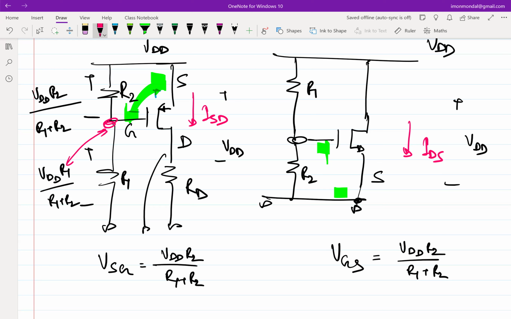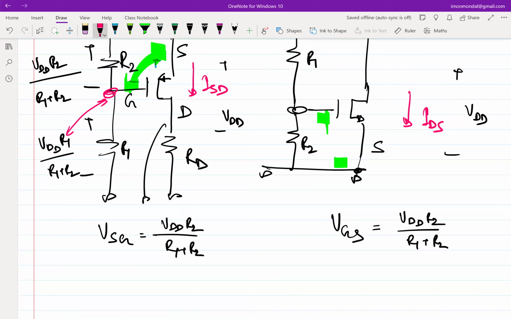Is that clear till now? Okay. So now let's come to the drain side. What should I equate? In this case, VSD should be equal to VDS, right? So in case of a PMOS, what is VSD? Source is VDD. What is drain? ISD times RD. So in case of NMOS, this voltage has to be VDD minus IDS times RD.